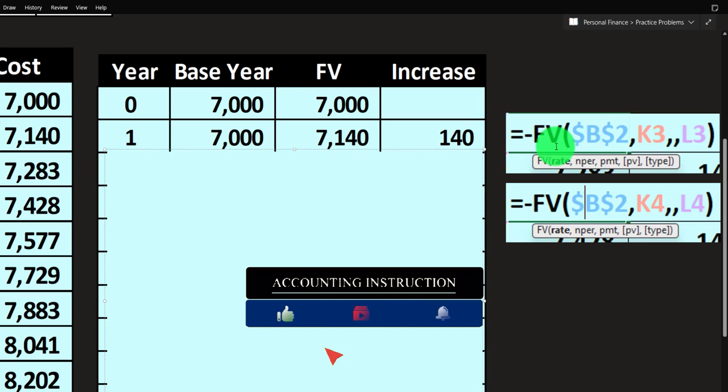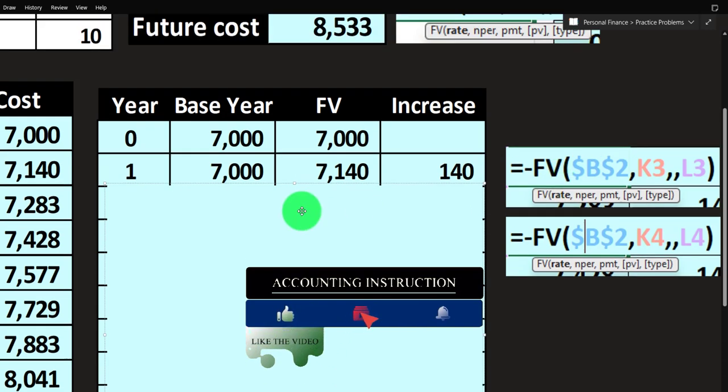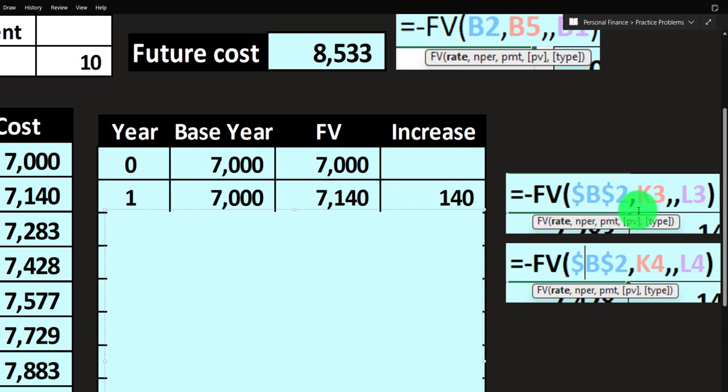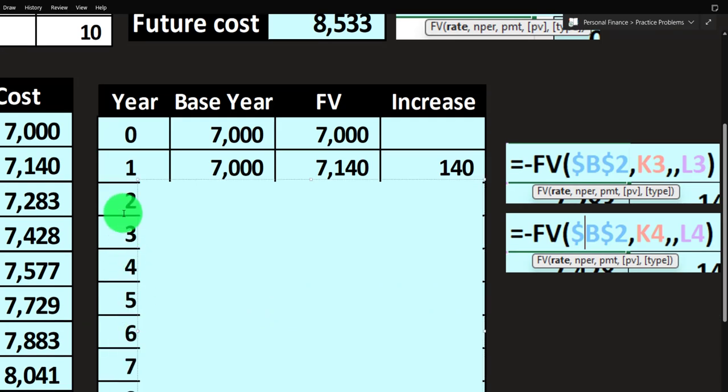We'd say negative of the rate. So the rate is going to be, what did I say, the 2%. And then the comma, the number of periods. This time the number of periods, we're going to say this is just for 1 year out. So notice I'm referencing this cell right here with the K3. It's going to move down as we go down to year two, year three, year four, and so on. So there's no absolute reference there. And then two commas, because it's not an annuity, to get to the present value, which we said would be represented by this 7,000 here.